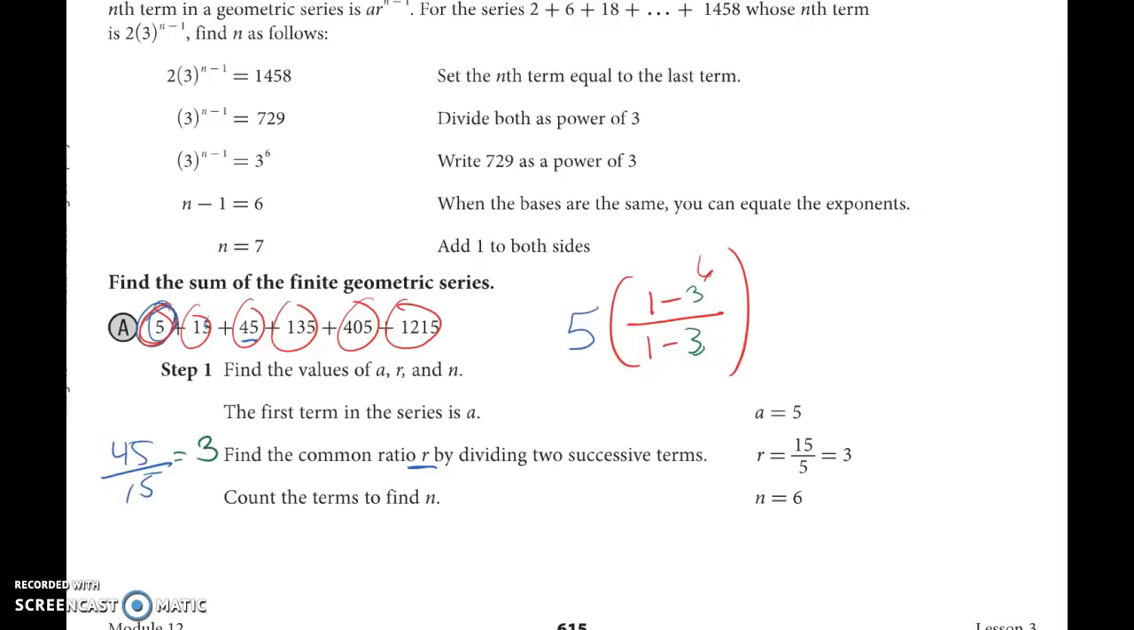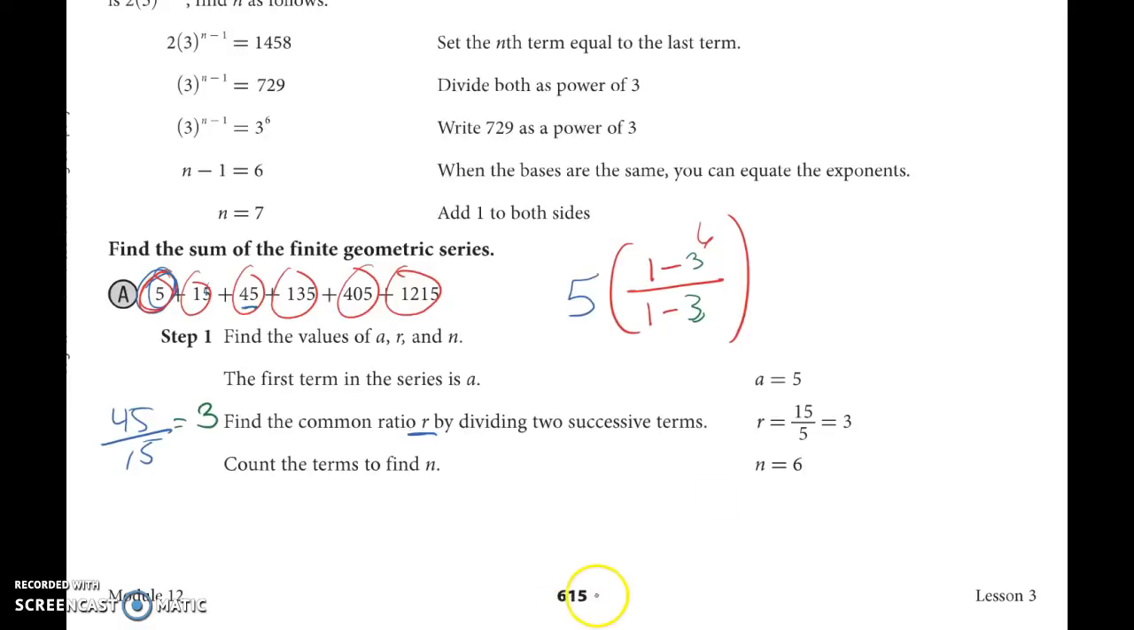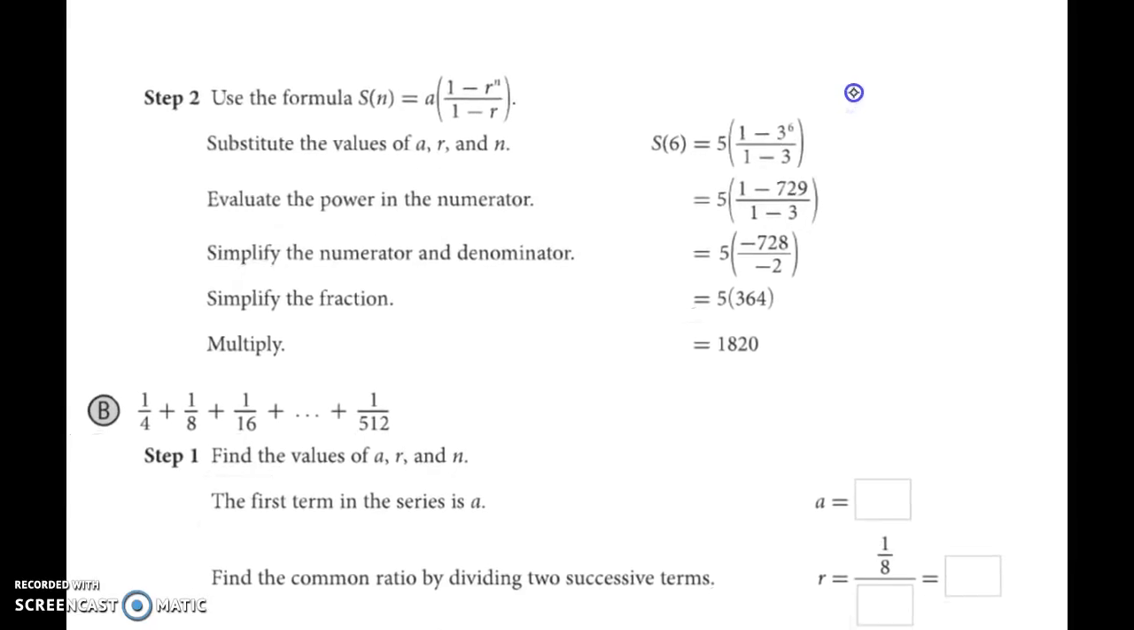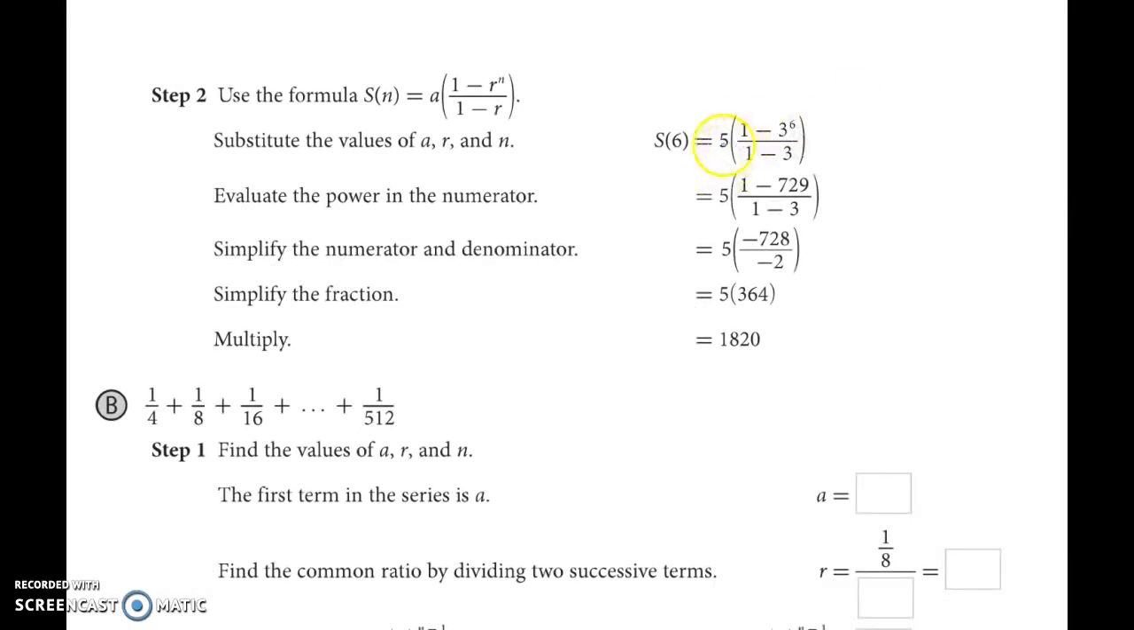If you turn to page 616 and continue this question, we found our values, and on the next page we plug them in like we did there. And this is what we get. When we simplify, the sum of the first 6 terms is 5 times 1 minus 3 to the 6th over 1 minus 3.